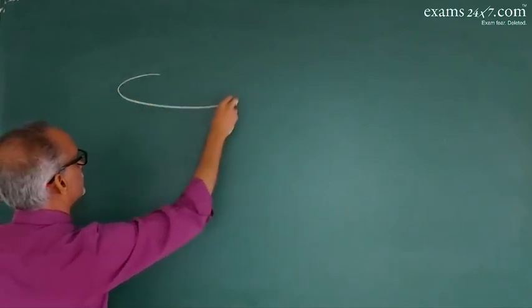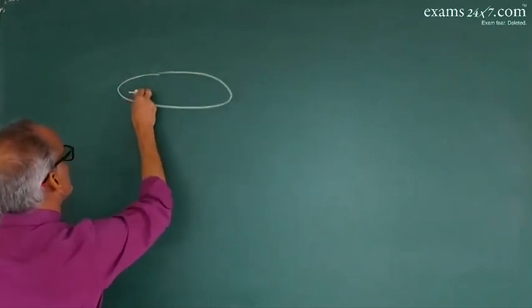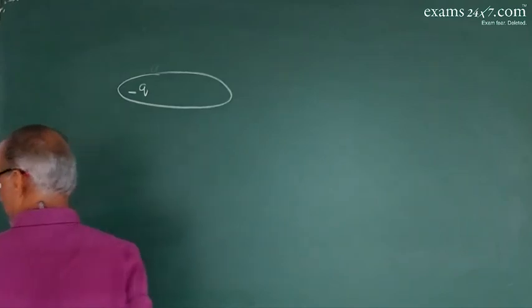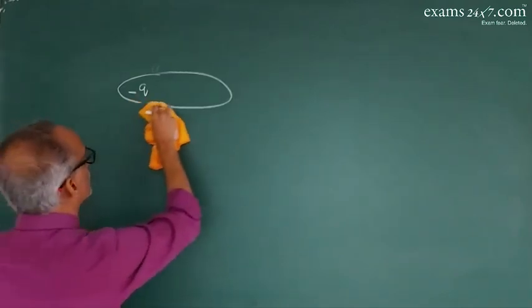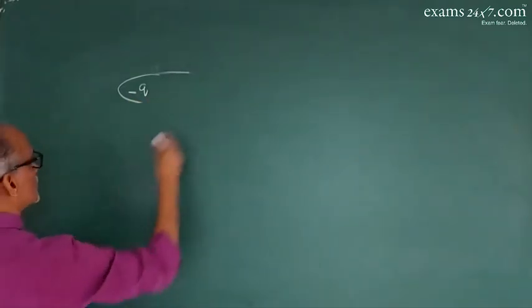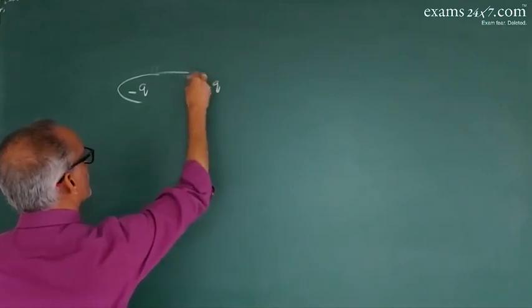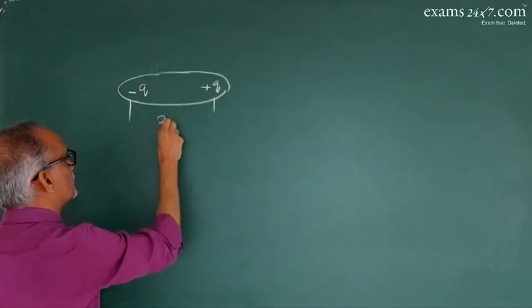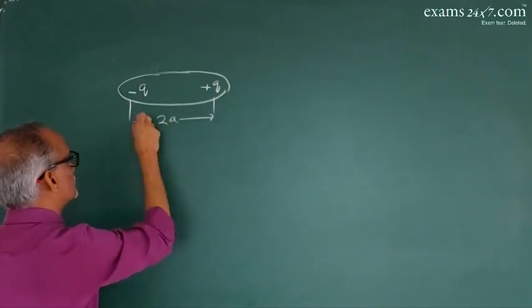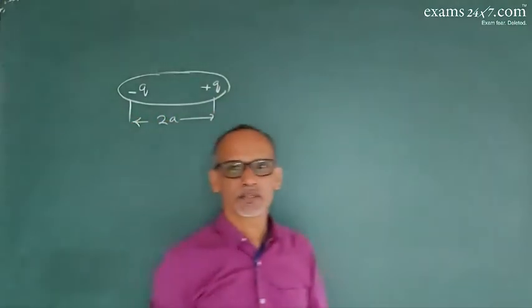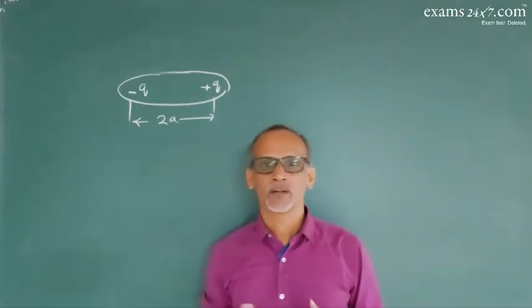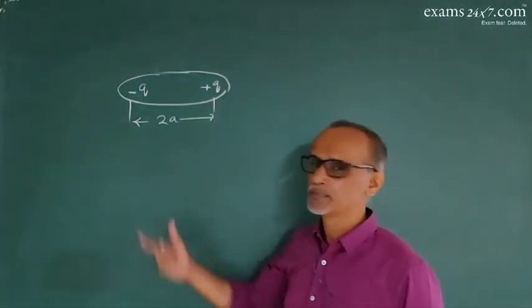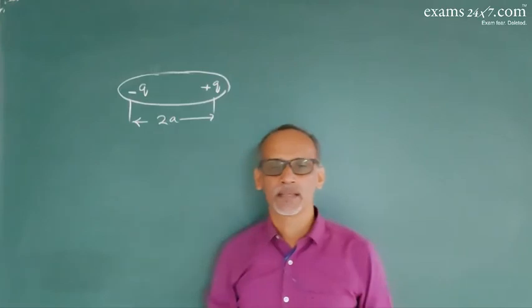A pair of equal and opposite point charges separated by a distance of 2a is called an electric dipole. A pair of equal and opposite point charges separated by a certain distance is called an electric dipole.